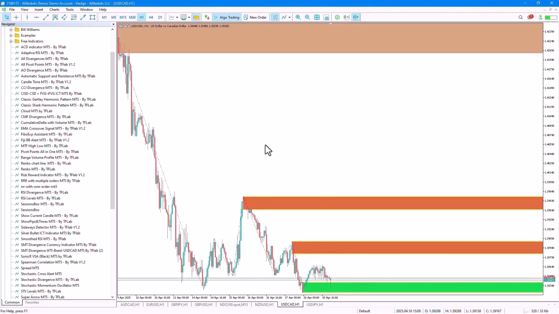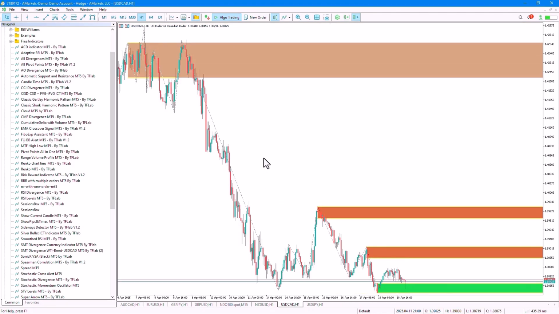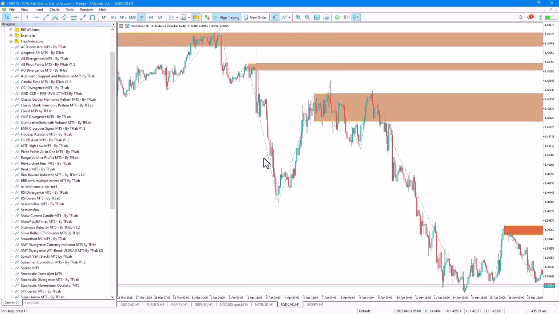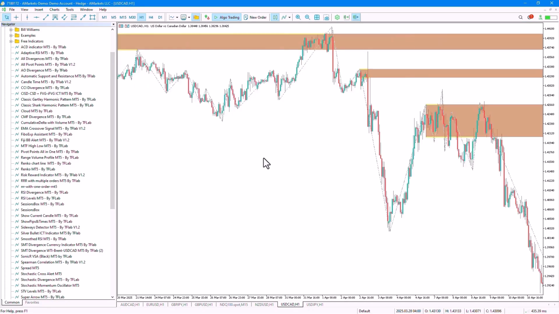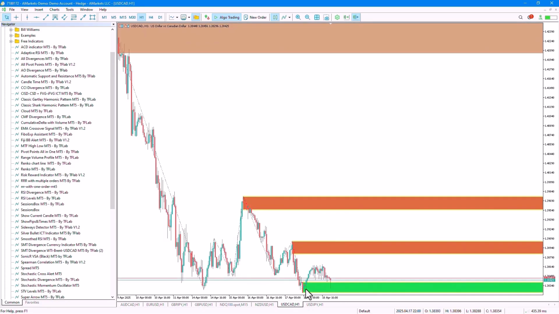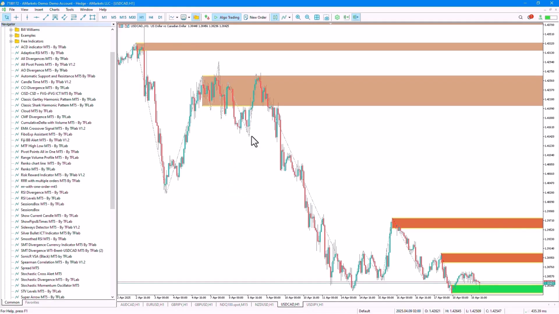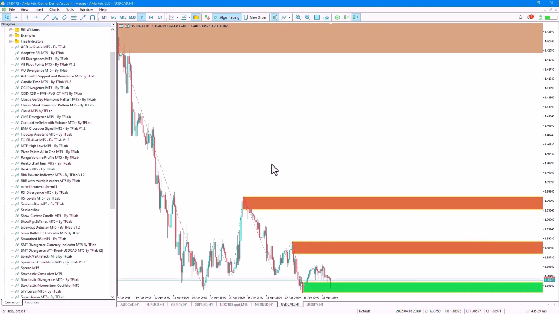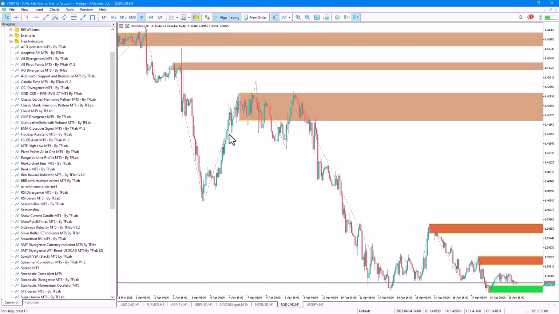The automatic support and resistance indicator displays 4 colored zones on the chart, including untouched support zones in dark green, untouched resistance zones in dark brown, touched resistance zones in light brown, and finally, touched support zones in light green. Additionally, the indicator draws a border above and below each zone.